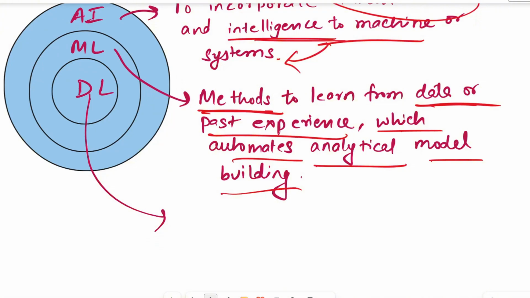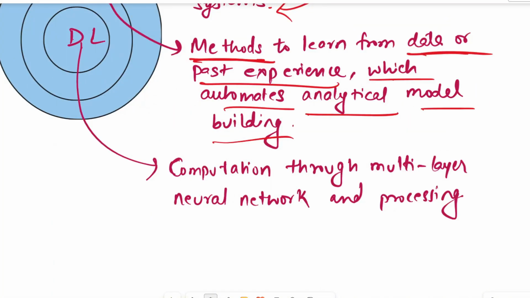Let's move to our next part, that is deep learning. This involves computation through multi-layer neural networks and processing. That's the core of deep learning. In simple terms, deep learning models are inspired by the structure of the human brain. They use multi-layer neural networks to process data. This network is composed of interconnected neurons.